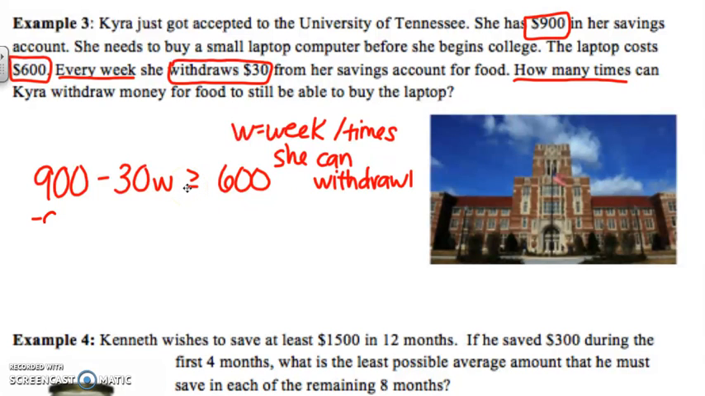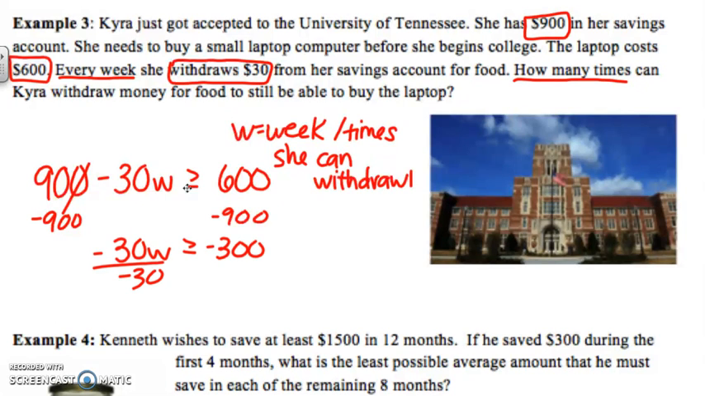And then I'm going to subtract 900 from both sides. Negative 30W greater than or equal to negative 300, divide by negative 30. Remember, when you divide by a negative, flip your sign. Zeros will cancel and I'll get 10. So the weeks have to be less than 10 for her to be able to buy the computer.